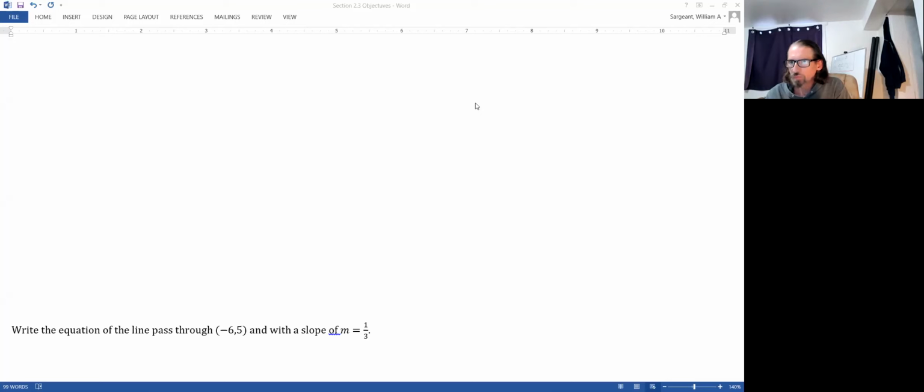Okay, here's our first goal, to write the equation of the line passing through the point -6, 5 with a slope of 1/3. m is 1/3. And we need to write this in both slope-intercept form and in standard form. I'm going to start, however, with point slope. And so again, the slope, that's m, is 1/3 going here. And then -6 is x sub 1 and 5 is y sub 1.